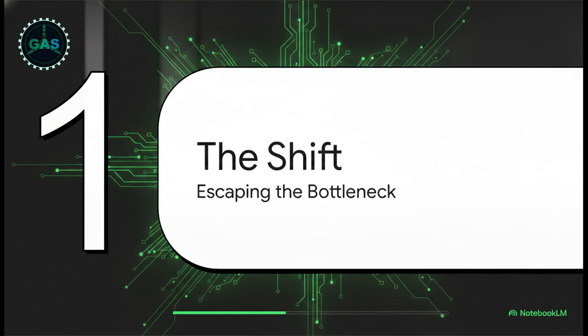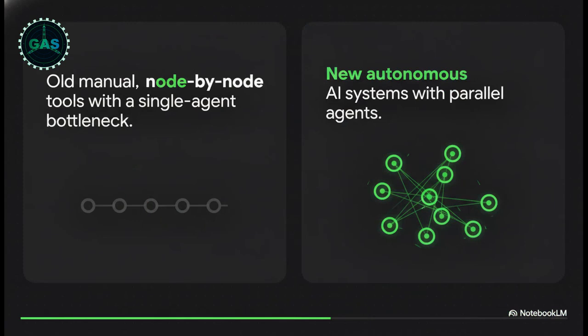Section 1. The shift to AI systems, escaping the single-agent bottleneck. We are literally right in the middle of a massive paradigm shift in how we automate our businesses and build software. Think about the past, right? We were totally reliant on manual node-by-node tools where you were essentially just gluing individual steps together. When an email comes in, trigger a CRM update. You were dealing with this severe single-agent bottleneck.